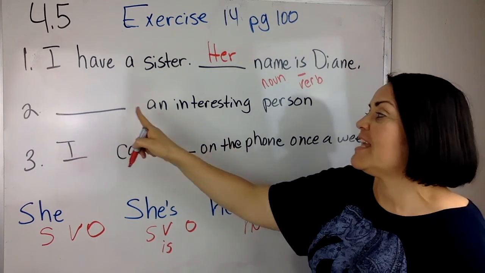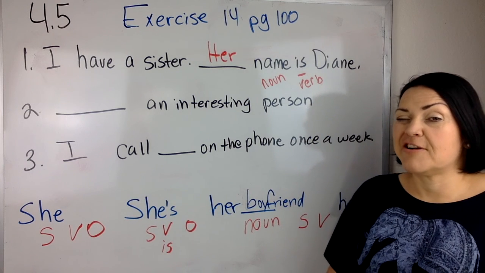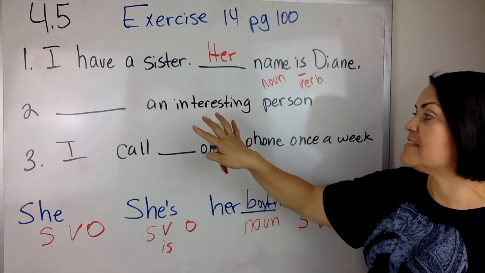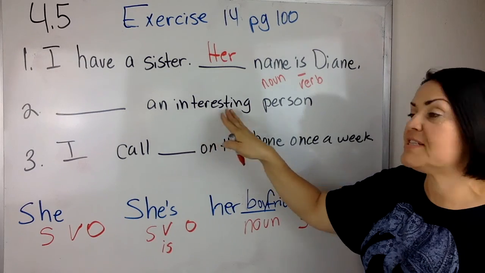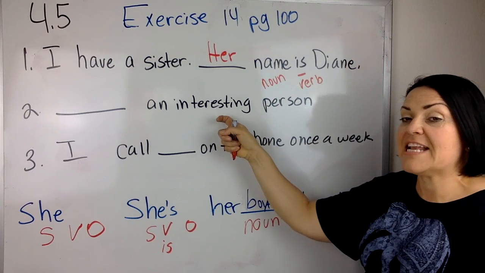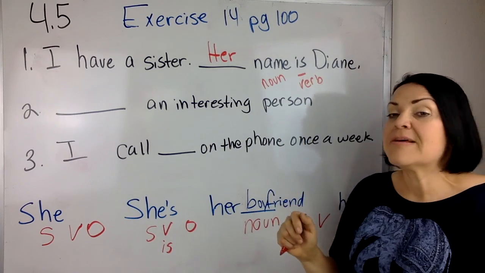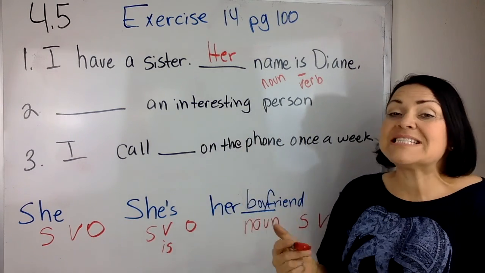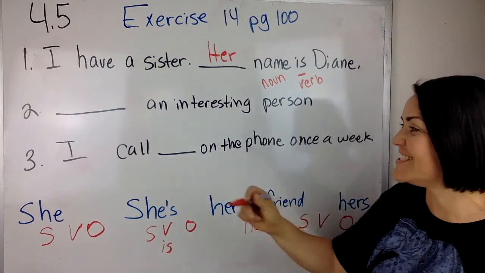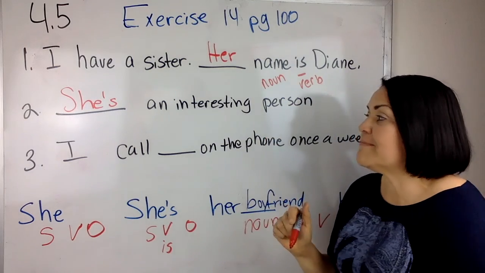Next sentence, blank an interesting person. Does it have a verb? This right here is not acting as a verb, "an interesting person." So this is actually describing the person. So this is an adjective, an interesting person. What kind of person? Interesting. But it's not the verb. So this one does not have a verb. Which one has a verb? That one. So it's going to be "she's an interesting person."